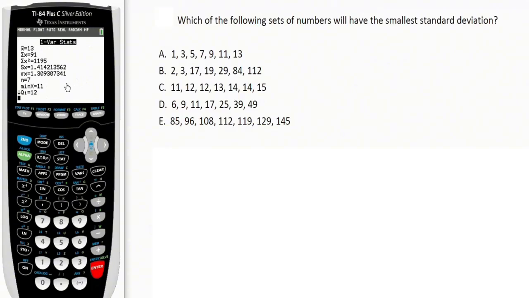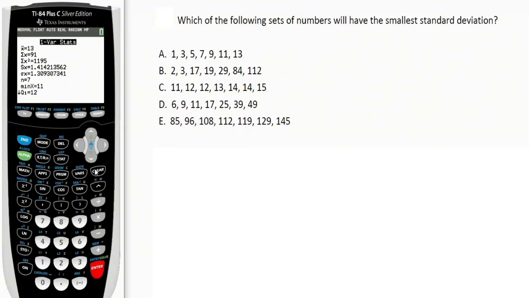Alright, so the sample standard deviation for option C is 1.41. This is the smallest so far, guys. Option C, this is the smallest so far. Let's complete all of them. Let's check option D and see if we're going to get something smaller than what we have here. Alright, so we have 1.41, which is our smallest so far.